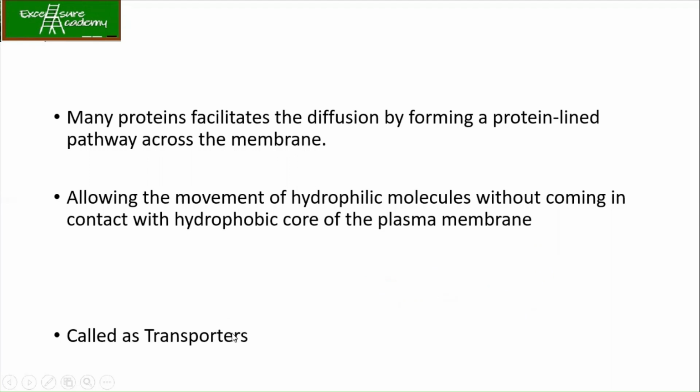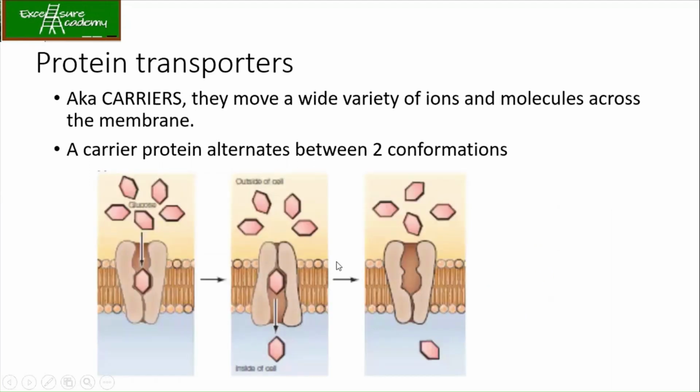So they are known as the transporters. जो मैं भी channels कह रही थी, they are known as the transporters. Okay, for example, they're also known as carriers. They move a wide variety of ions and molecules across the membrane. So here you have got the two conformations. So guys, slowly we are just reaching that level जहाँ पे थोड़ा सा complexity बढ़ेगा. ठीक है.